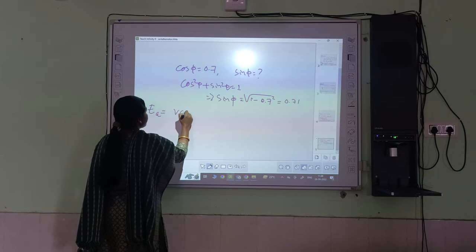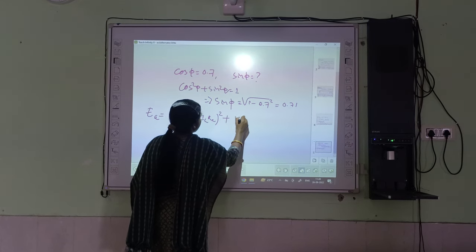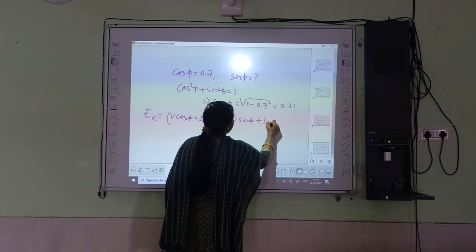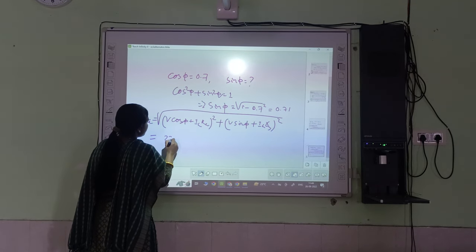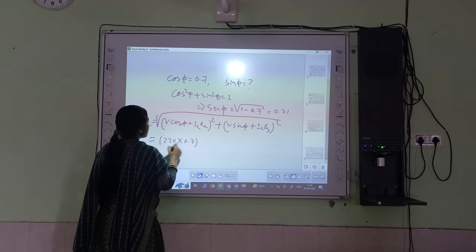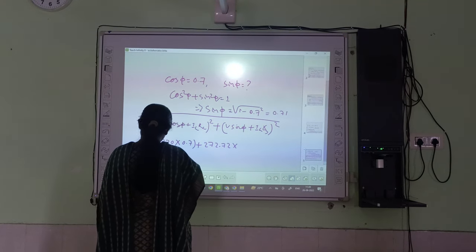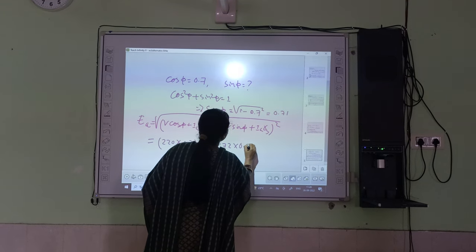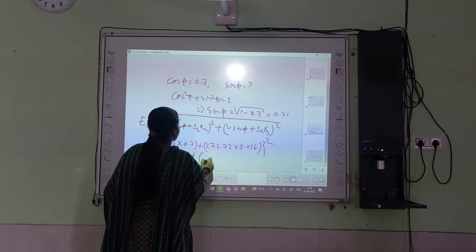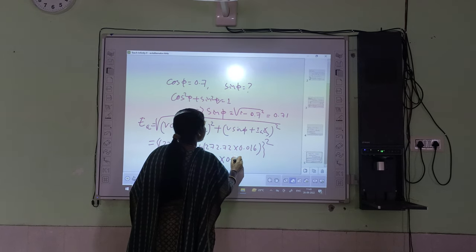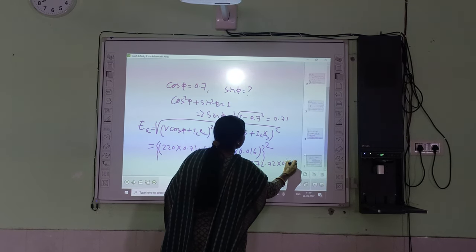Okay, V cos phi plus IA RA, plus V sin phi plus IA XS, whole square. Put the values: 220 into 0.7 cos phi, plus 272.72 into RA, which is 0.016, plus V sin phi, 220 volt into sin phi equal to 0.71, plus IA, 272.72, into 0.07.